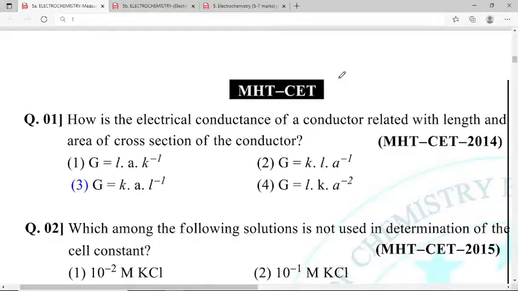Let me check the screen and sound. Is it clear? Sound and screen both are clear.